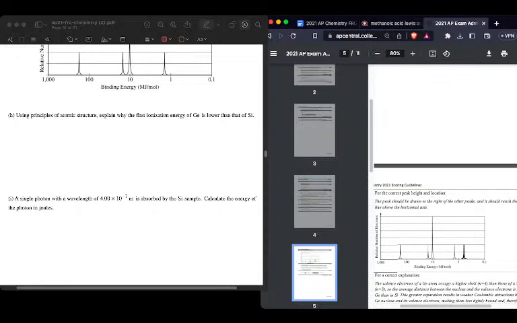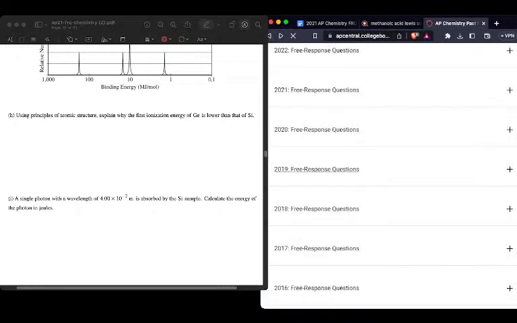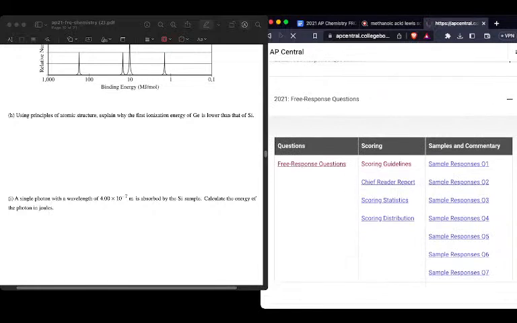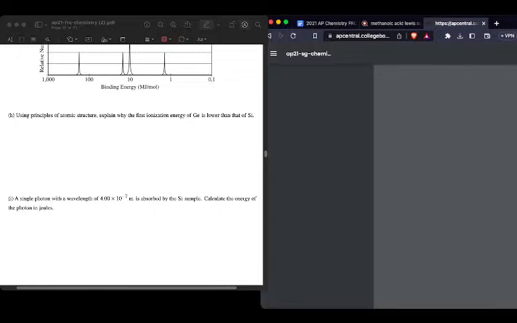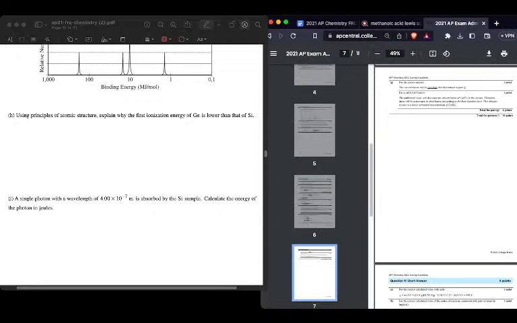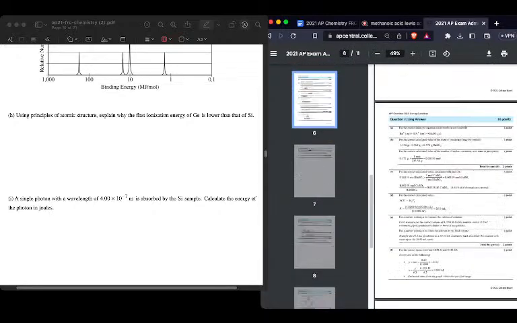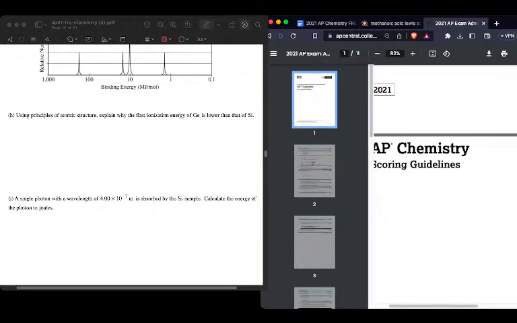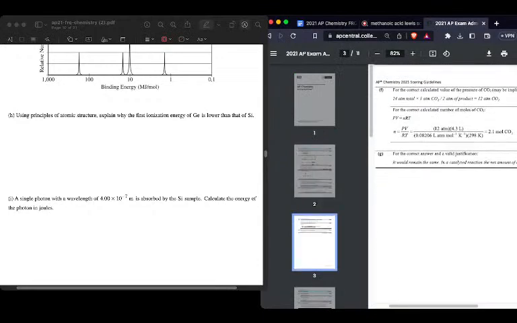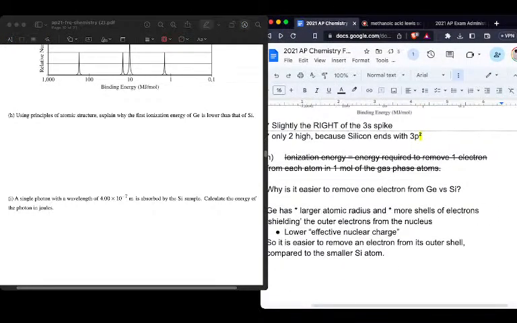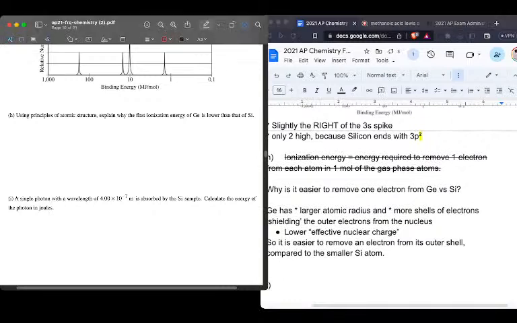Let me go see. No, that was scoring guidelines. That's what I wanted to see. It doesn't say what the mark is for. Oh well, what can you do? I like my answer. Hopefully it makes sense to you.